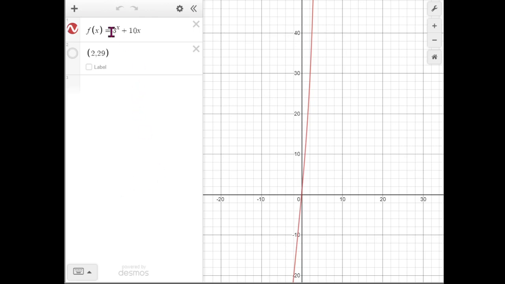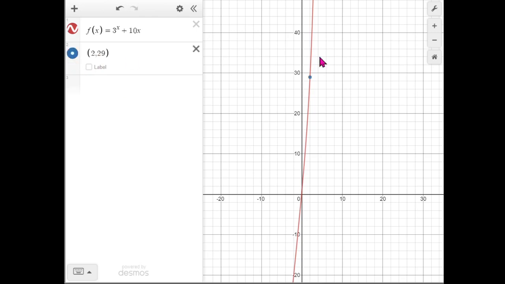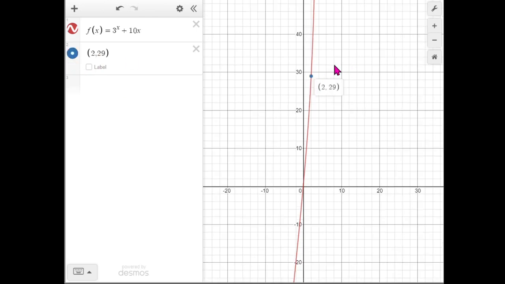Alright, so here is the function, f of x equals 3 to the x plus 10x. It looks like it's a straight line, but it's actually not. You can maybe sort of see that it's bending a little more sharply as you go up. But the point (2, 29) should be a point on the graph, and it is right there.